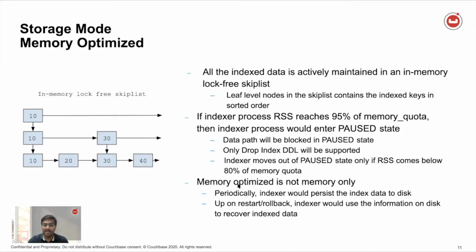The memory optimized storage mode is not a memory only storage mode. This is because periodically indexer would persist all the index data to disk. When there is a service restart or rollback message received from the data service, indexer would use this information on disk to recover the index data. This process is called disk snapshotting, and we'll see the advantages of this process in later slides.